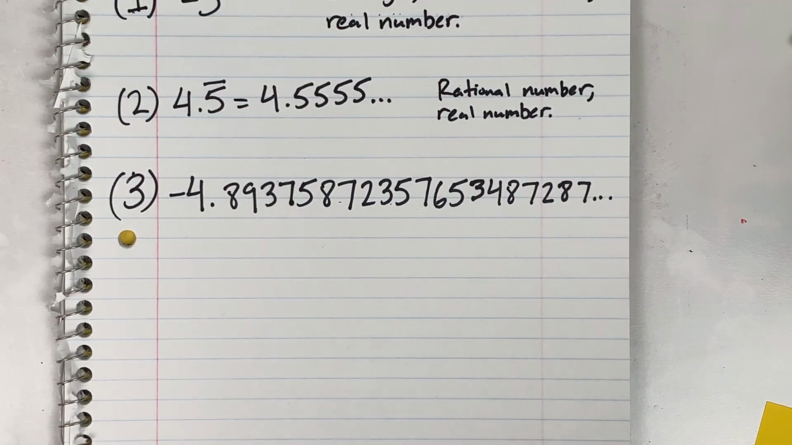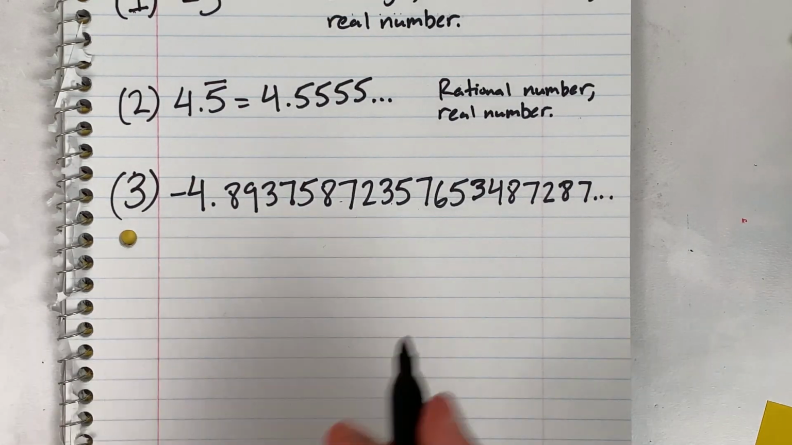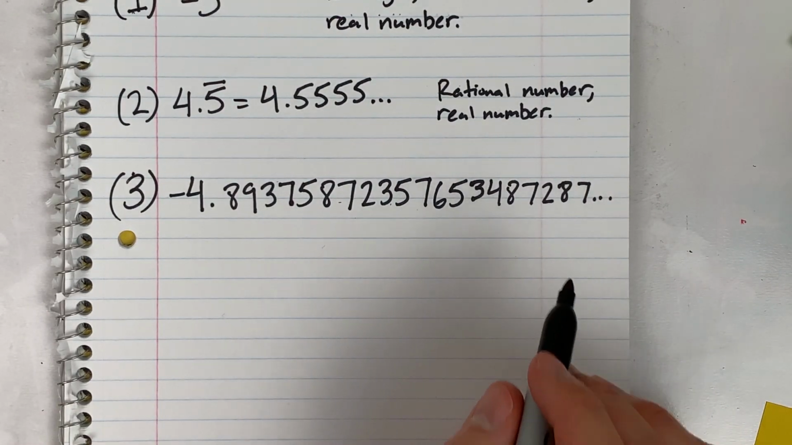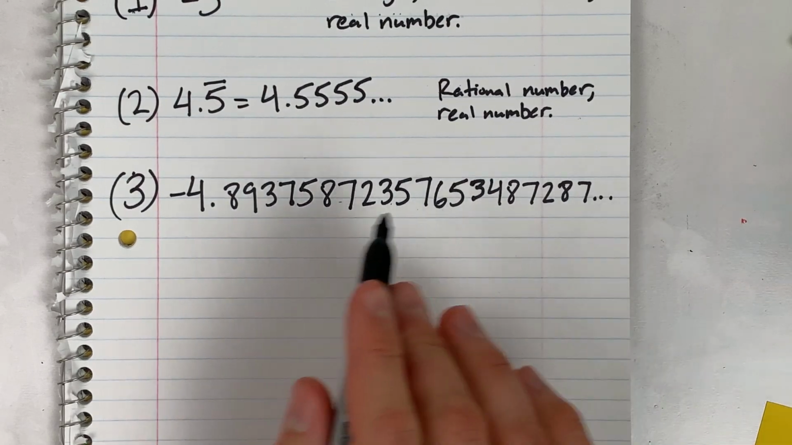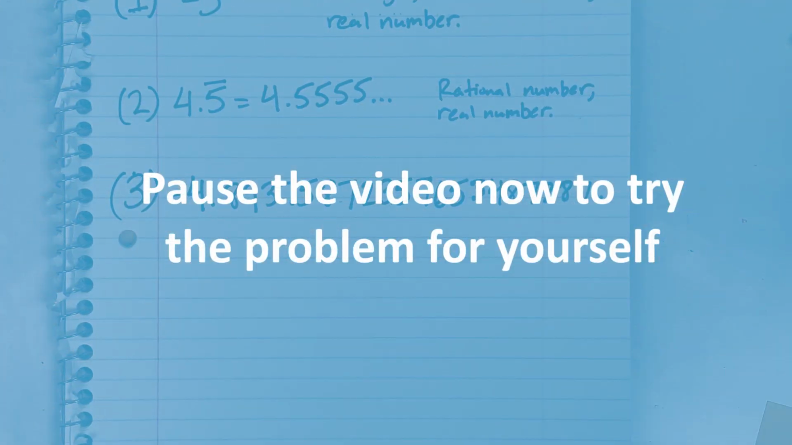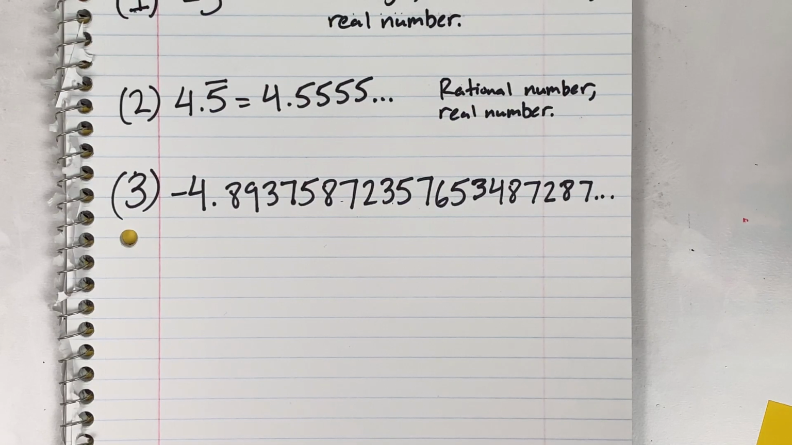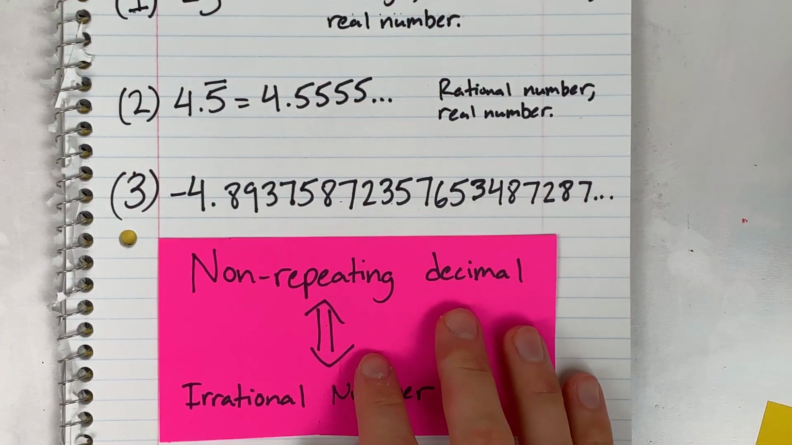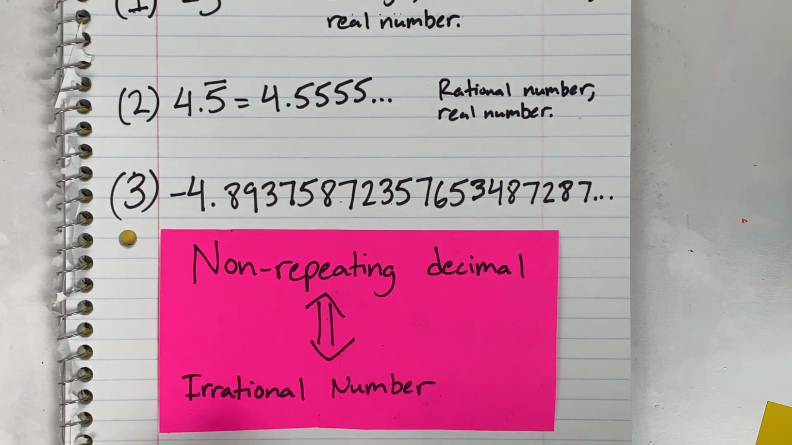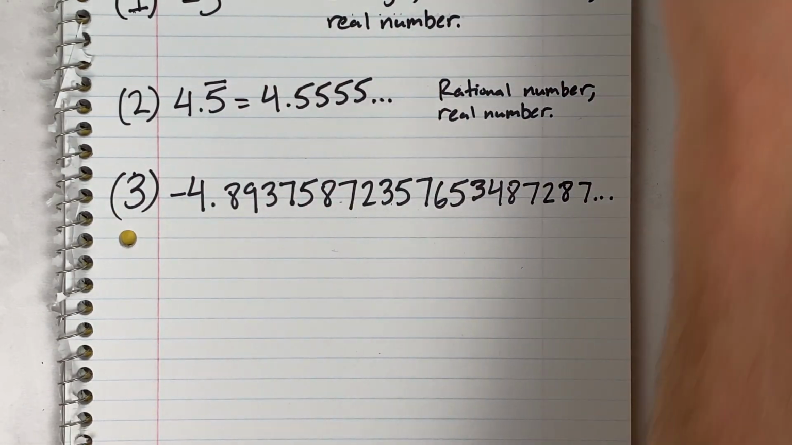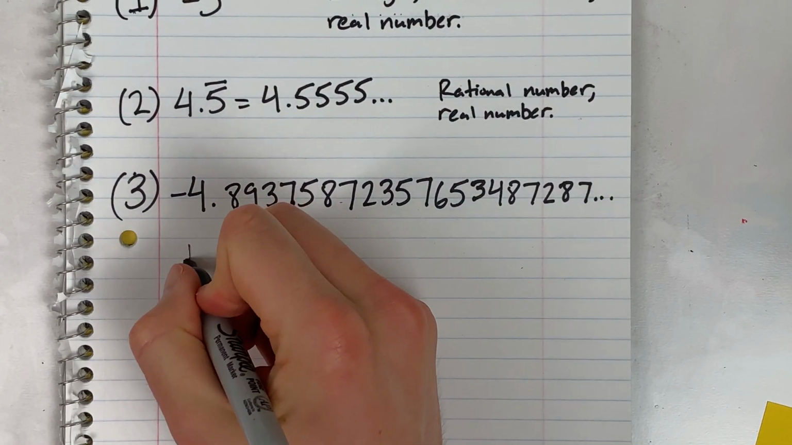Here's number 3. We have negative 4.89375872357653487287, and it keeps on going like that with this decimal never terminating and also never repeating. So that language of never terminating and never repeating should remind us of irrational numbers, because any non-repeating decimal is an irrational number. Therefore, we know our number here is an irrational number.